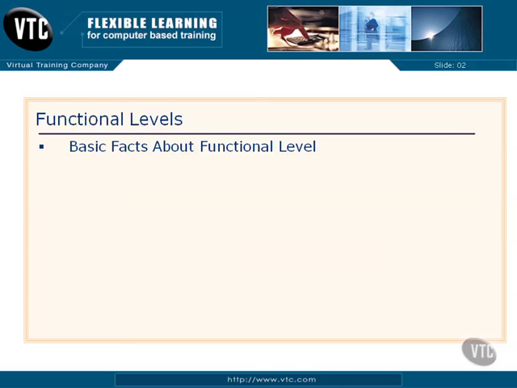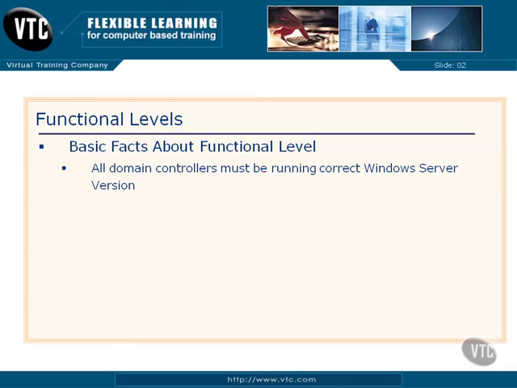First of all, some basic things about functional levels overall. Domain controllers have to be running the correct server version. So if I want to go to Windows Server 2003 functional level, then all of my domain controllers in that domain have to be running Windows Server 2003, or I'm not going to successfully go up there, and I'm not going to be able to take advantage of all the new bells and whistles in Server 2003, Server 2008, whatever technology I'm working with.